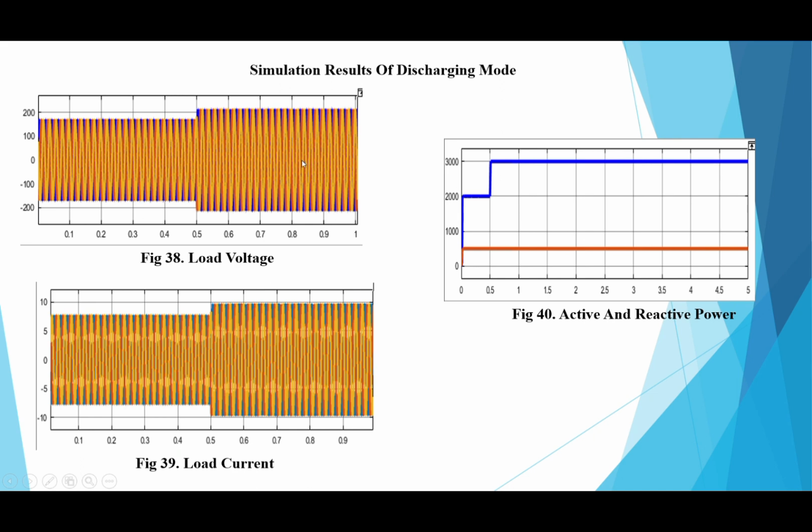In the simulation results of discharging mode, the load voltage is varied in very large values and the load current is varied in very small values, and this is the active power and this is the reactive power.